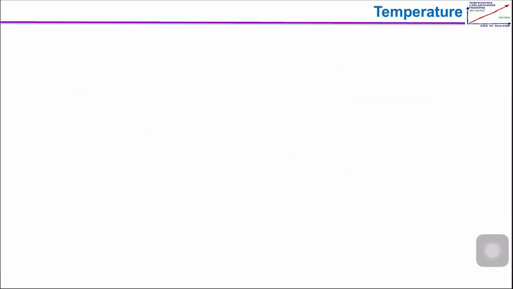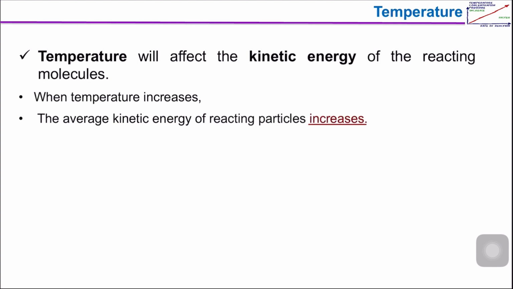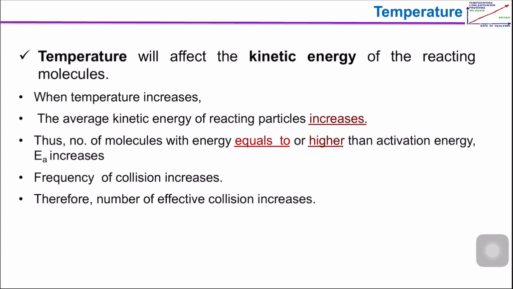Next, we go for the next factor. Ini adalah faktor yang terakhir, iaitu temperature. Bila we talk about temperature, we are going to relate with kinetic energy for the reacting molecules. So, macam mana kinetic energy tu boleh produce? When you increase the temperature, the average kinetic energy for reacting particles also increase. Jadi, number of molecules with energy equals ataupun higher than activation energy juga akan bertambah. Jadi, frequency of collision bertambah. Therefore, number of effective collision increases, reaction rate also increase.